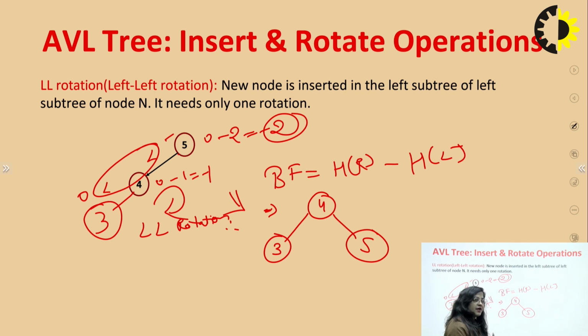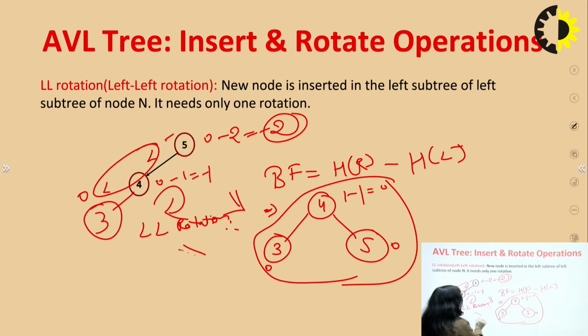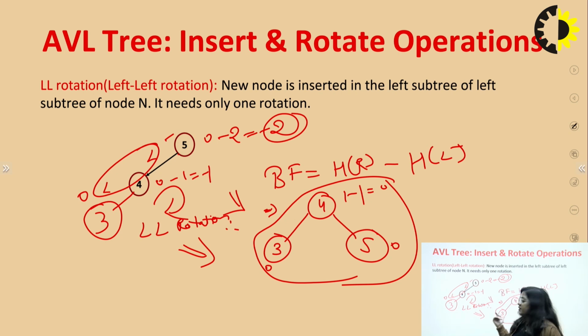Now check again the balance factor of each node. Here this is a leaf node, so it is always 0, and again it is a leaf node, so it is always 0. Now check height of right subtree minus height of left subtree, so the answer is again 0. So after this conversion, this tree is called an AVL tree.